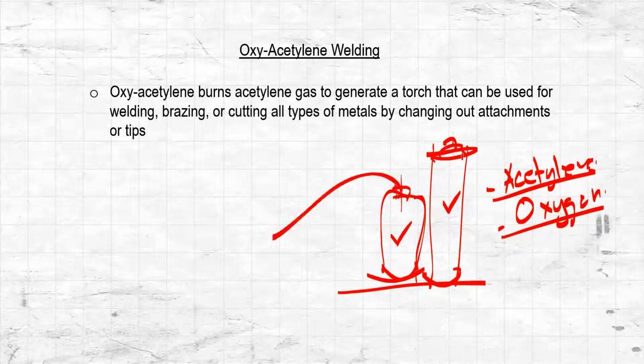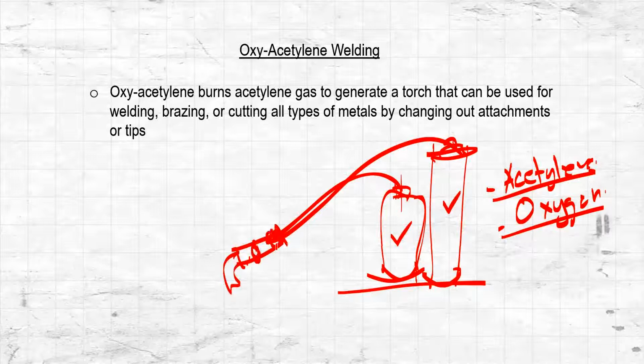So they mix together in a torch, right? And on that torch, there's actually a regulator to control the mixture of the flame, and there's also a regulator right here, and also a gauge, so that it can monitor the proper pressure or the proper operations.